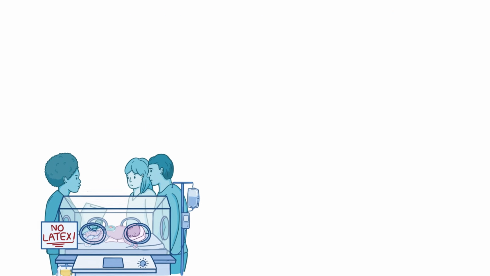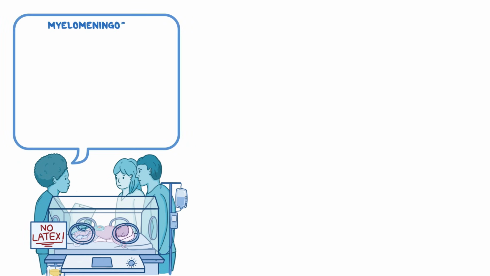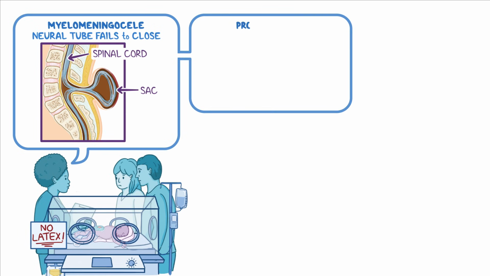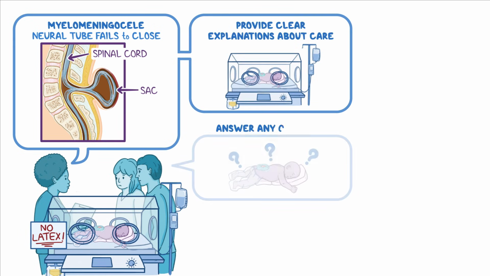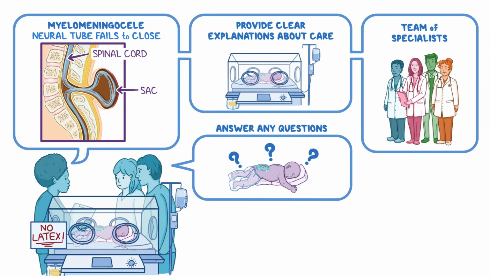Okay, moving on to client and family teaching. Begin by explaining that myelomeningocele is a defect where the neural tube fails to close during development, so part of their baby's spinal cord protrudes out of the back, forming a sac. Be sure to provide clear explanations about the care their baby is receiving, answer any questions they have, and reassure them that a team of specialists will be part of their baby's treatment.